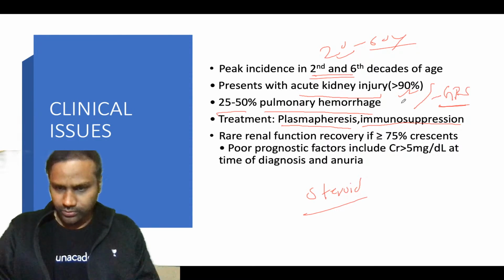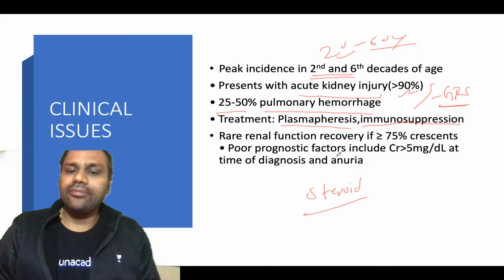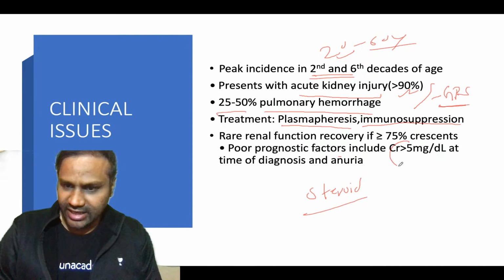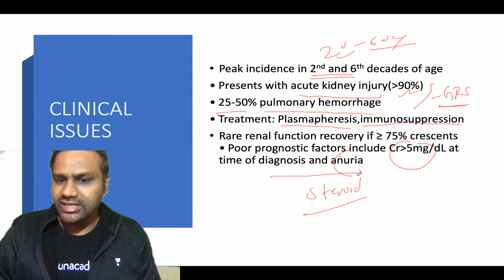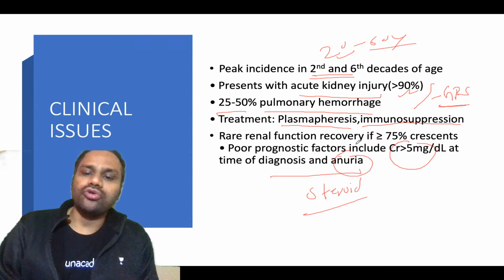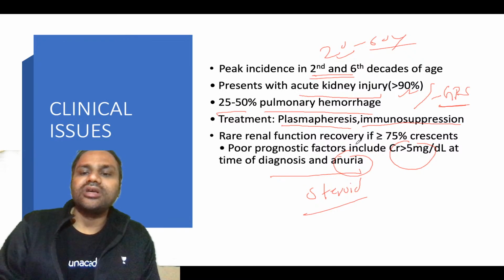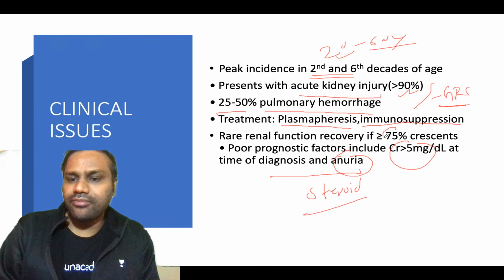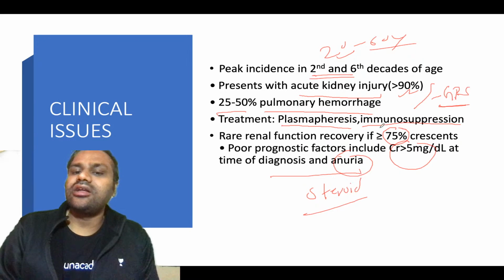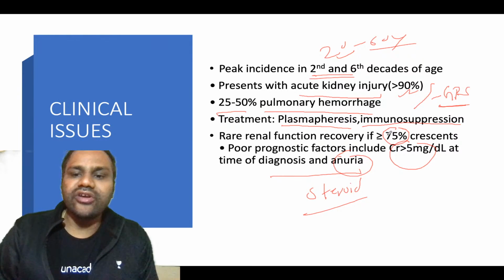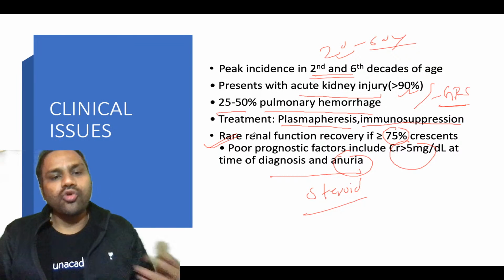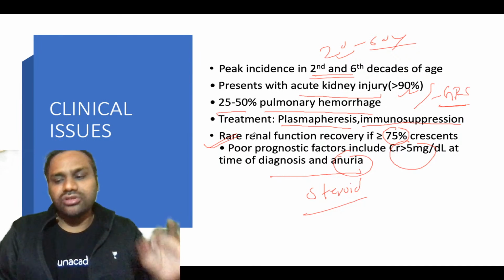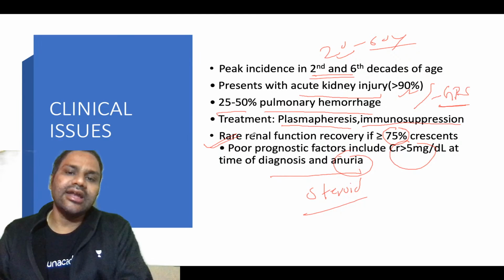This is very important: poor prognosis is seen if creatinine is greater than 5 mg per deciliter at the time of diagnosis, and anuria is also a poor prognosis. Remember, if crescents are more than 75%, then renal function recovery is very difficult. So greater than 75% crescents is also a poor prognosis for this disease. So this is anti-GBM disease.